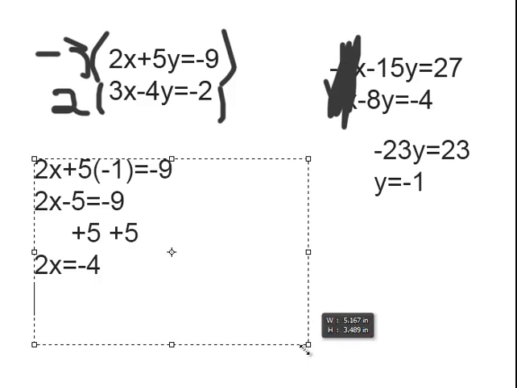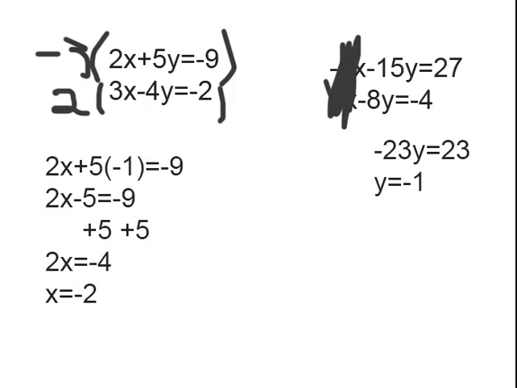Okay? Let me expand this a little bit more. All right, so 2x equals negative 4. That obviously, when you divide the 2 into the negative 4, you get x equals negative 2. Okay? So this is how you solve for x now.